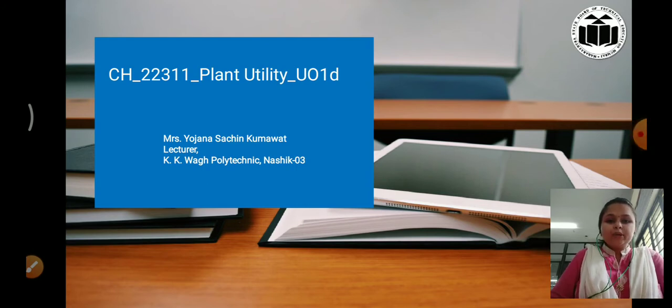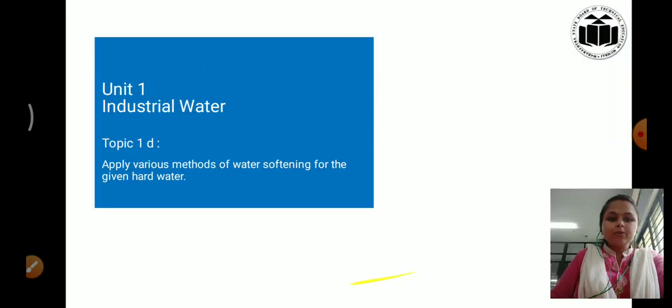Today I am going to discuss zeolite process with you. This zeolite process comes under the subject of plant utility and the chapter industrial water. This topic comes under the unit outcome of apply various methods of water softening for the given hard water.